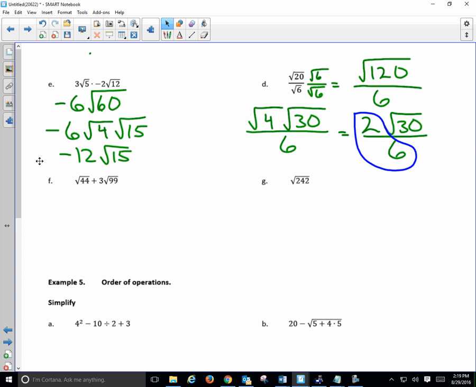Can that be simplified? Can 2/6 be simplified to what? 1/3. So it becomes 1 root of 30 over 3. So there's a 1 there that I don't write.